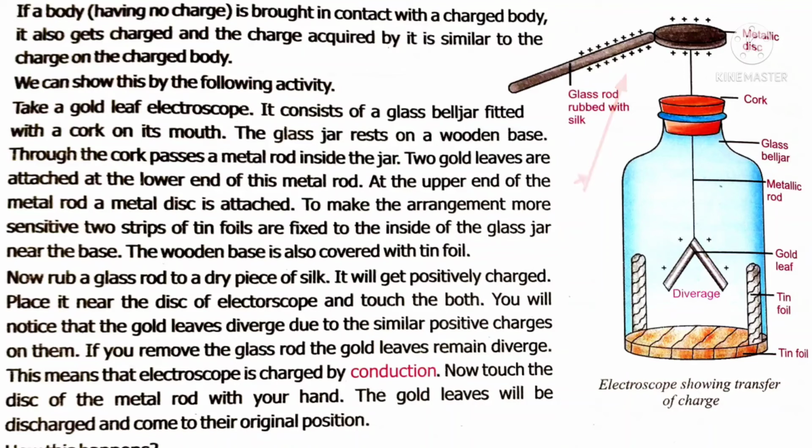When you bring this positively charged rod near the metal disc, what happened? These two golden leaves repel each other because the positive charge here is more. The positive charge is transferred from the larger area to the smaller area. Since both leaves carry positive charge, they repel each other. Now you remove this glass rod. What happened? They remain in the diverged position. The golden leaves still repel each other because both leaves have positive charge, so it is similar charge and they repel each other.